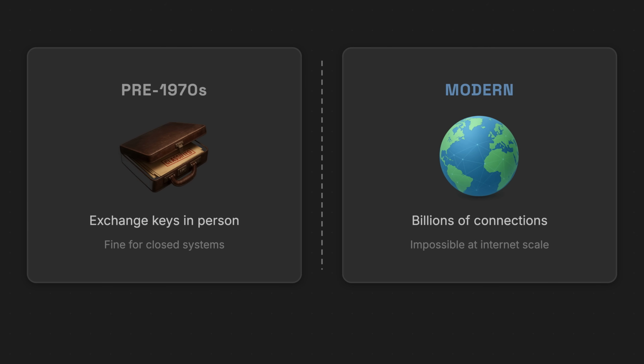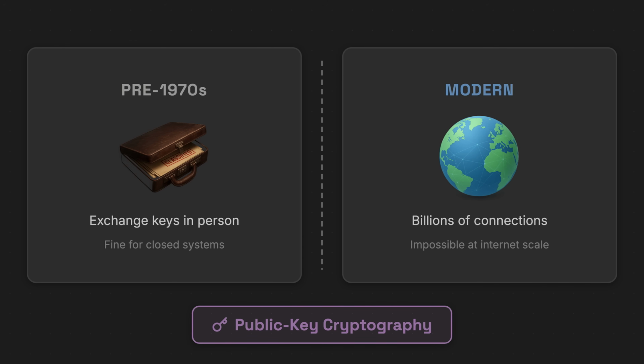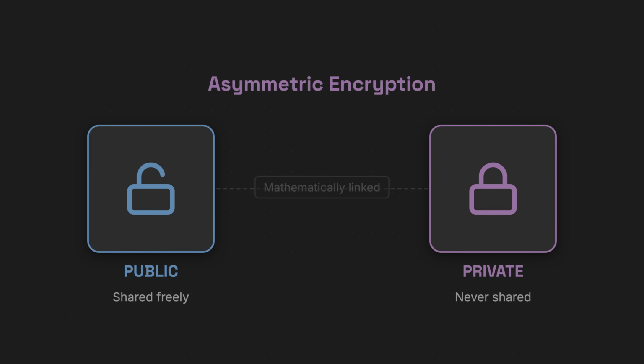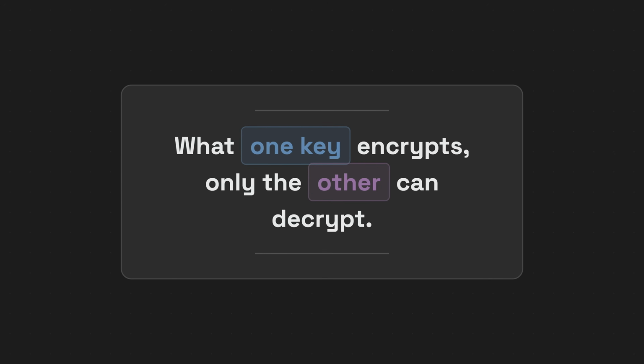Before public key cryptography, the solution was to exchange keys in person or through a trusted courier. Fine for closed systems. Completely impossible at the scale of a browser connecting to any website it's never visited. Public key cryptography, developed in the 1970s, solved that. In asymmetric encryption, you generate a key pair, a public key and a private key, mathematically linked, but you cannot derive one from the other. The core property, what one key encrypts, only the other can decrypt.